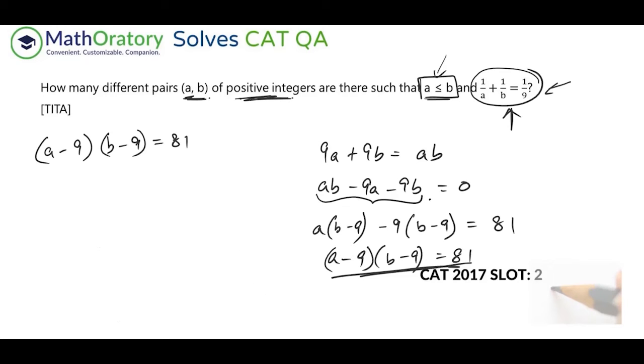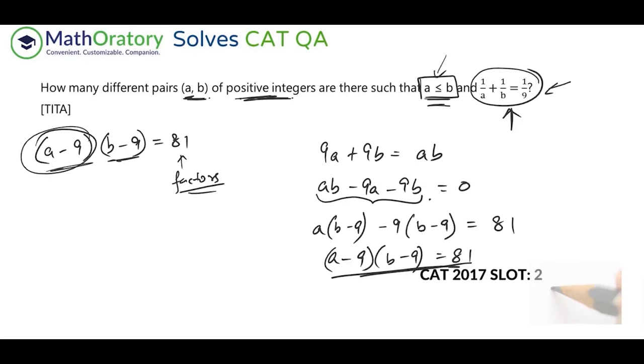There are two things that we have to understand here. One is that both of them are factors of 81, isn't it? So they are factors of 81. So we are essentially working with factors. For each of the factors that we plug in for a minus 9 and b minus 9, we'll automatically get a corresponding solution for a and b. And the other thing that we are plugging in is this a less than or equal to b.